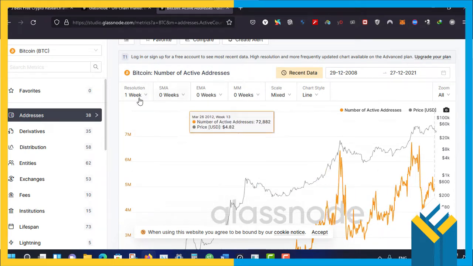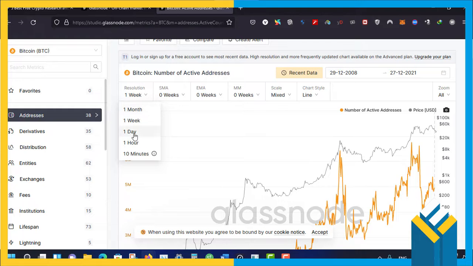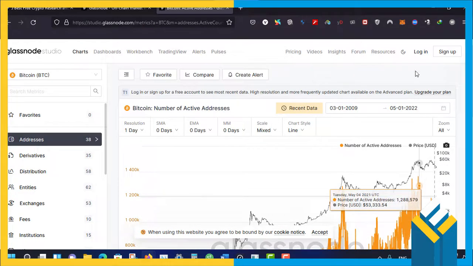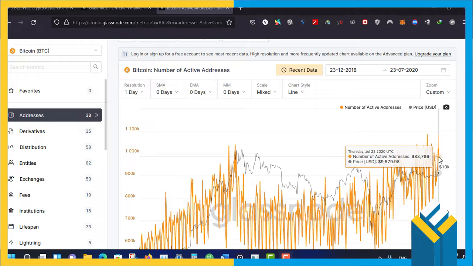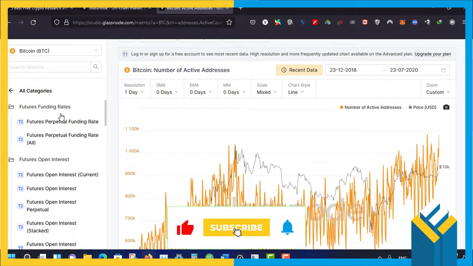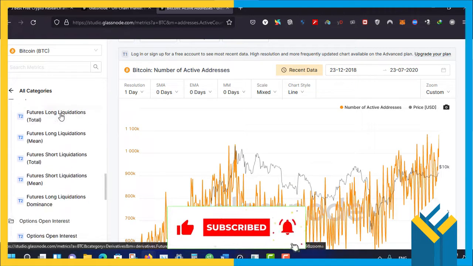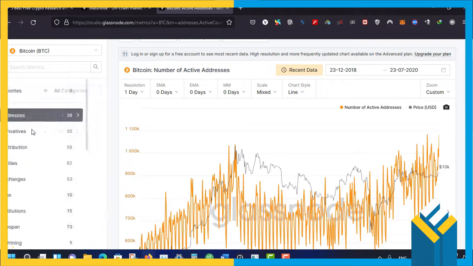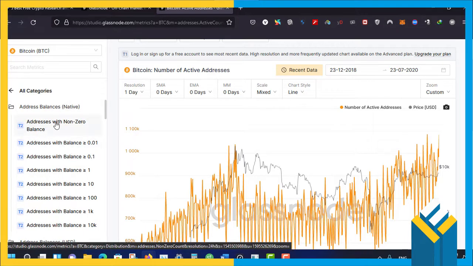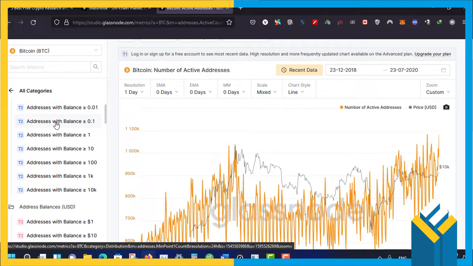So we can zoom in per day and see what's going on here. As we see, there is going to be a slight reduction again in the Bitcoin active addresses. And here you can see the derivatives of each coin, which are called the related tokens. And here are the distributions also, showing which wallets have the most amount of each token, such as Bitcoin.